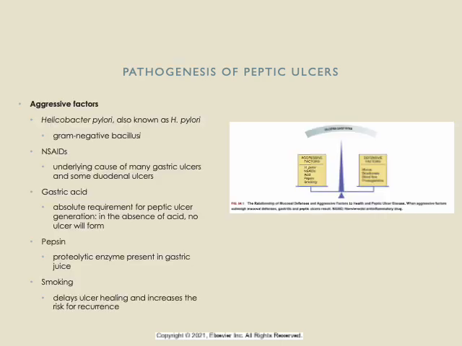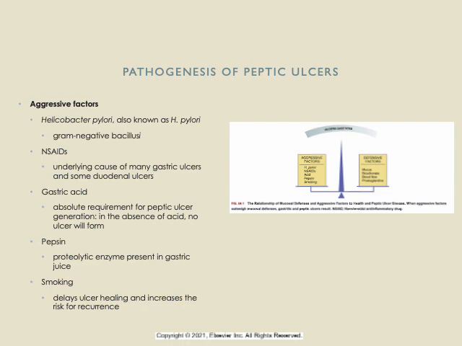Now that we've talked about the defensive factors, let's talk about the aggressive factors. And first, we're going to start with H. pylori, or Helicobacter pylori. This is a gram-negative bacillus that colonizes in your stomach and duodenum, and it takes up the space between epithelial cells and the mucosal barrier, which is there to protect the cells. But the bacterium, H. pylori, will escape the destruction by acid and pepsin. And when it establishes there in your GI tract, it can live there for decades.